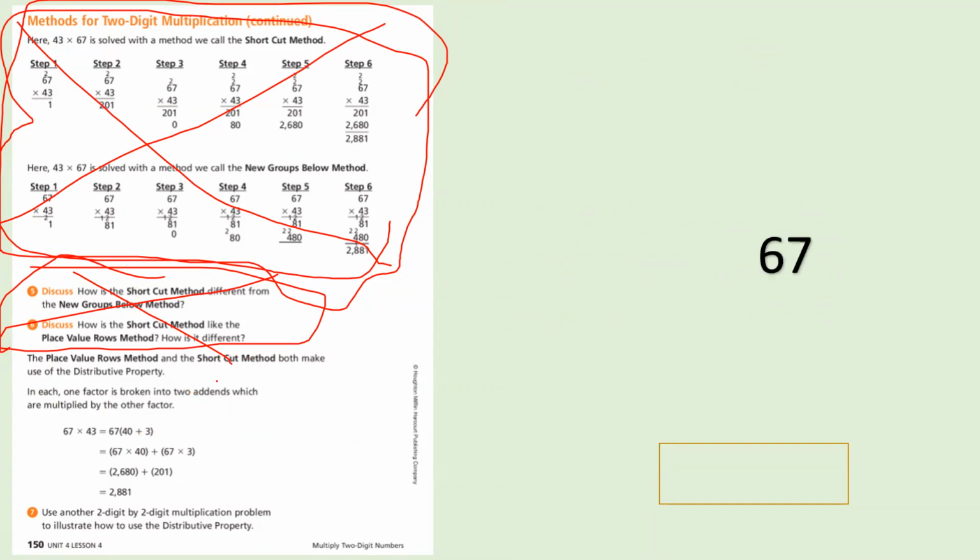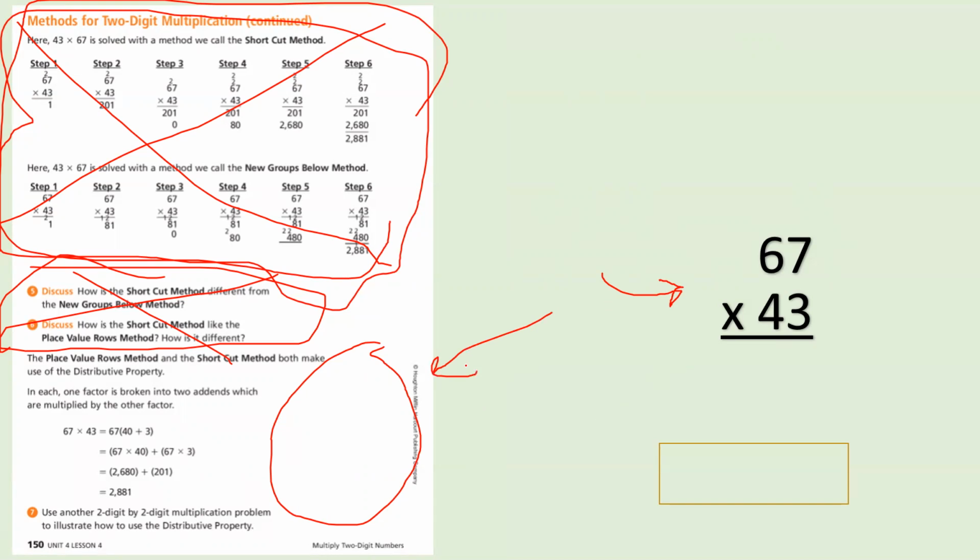So what I'm going to do is show you once again how to do this with the traditional method. Okay, 67 times 43. All I want you to do is maybe right here on your paper, try the traditional method. You could pause the video and try to do this on your own, or just pay attention to mine and write it down here when I'm finished.